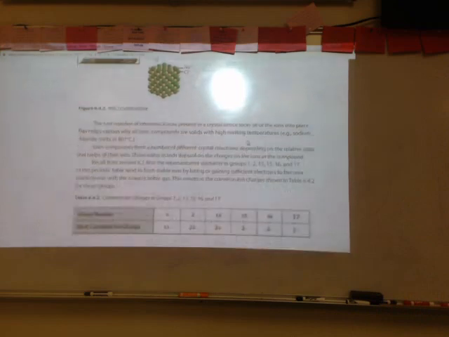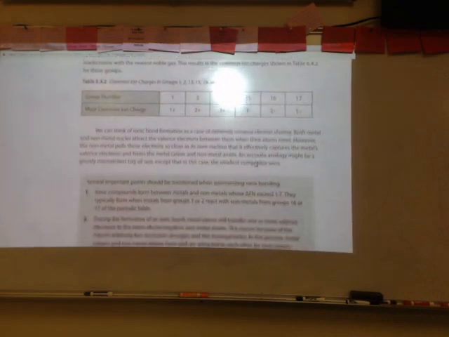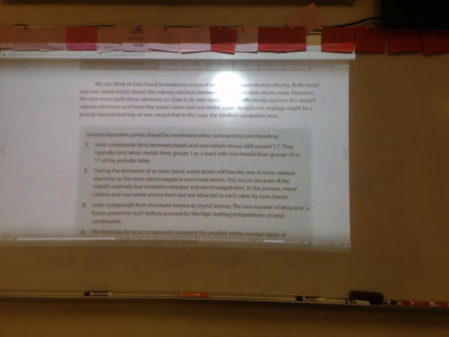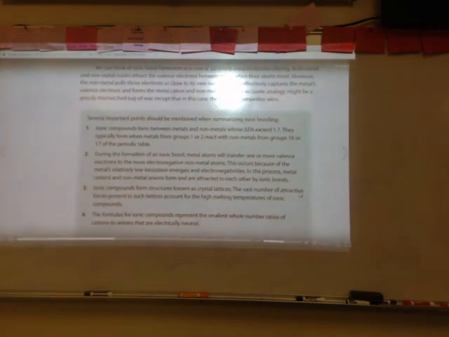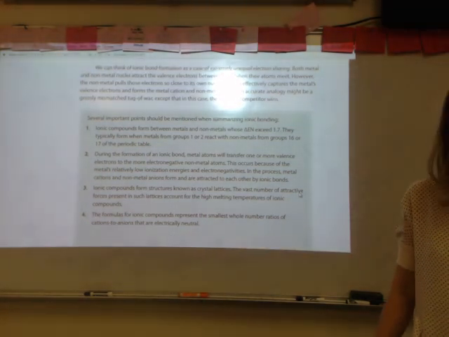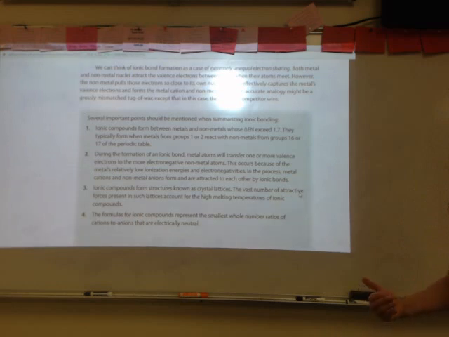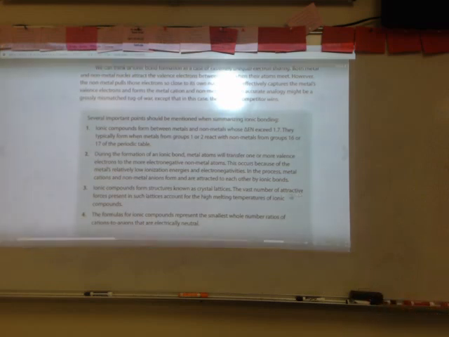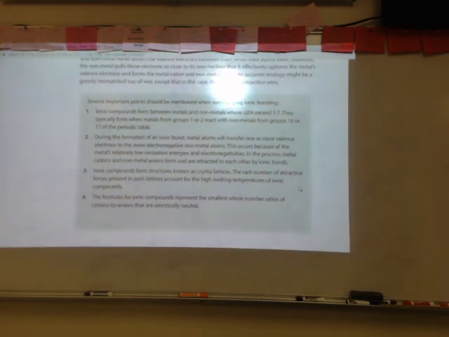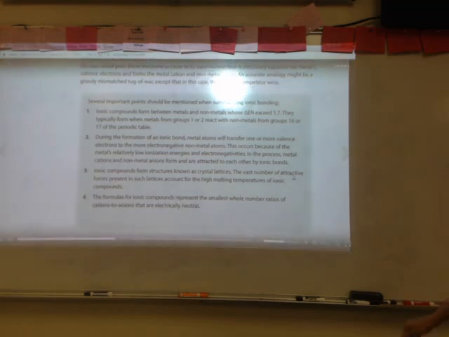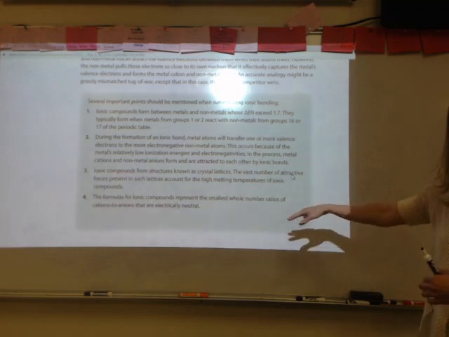Okay? Now, down here, we've got a summary of the ionic bonding concept that we just talked about. Remember, think about ionic bond formation as extremely unequal electron sharing. The metal and the nonmetal nuclei attract the valence electrons between them. The nonmetal pulls those electrons closer to its own nucleus, so it captures the metal's valence electron, and it forms a metal ion and a nonmetal anion. All of these points are summarized here.